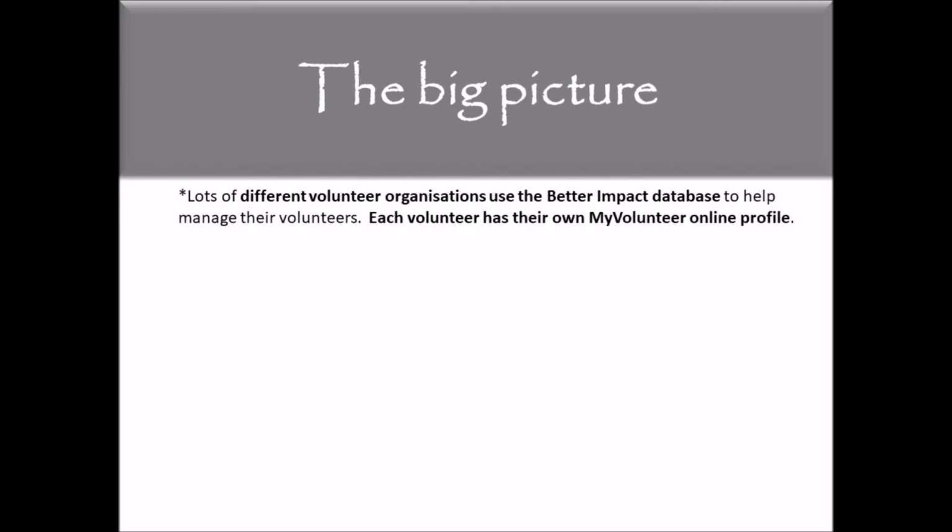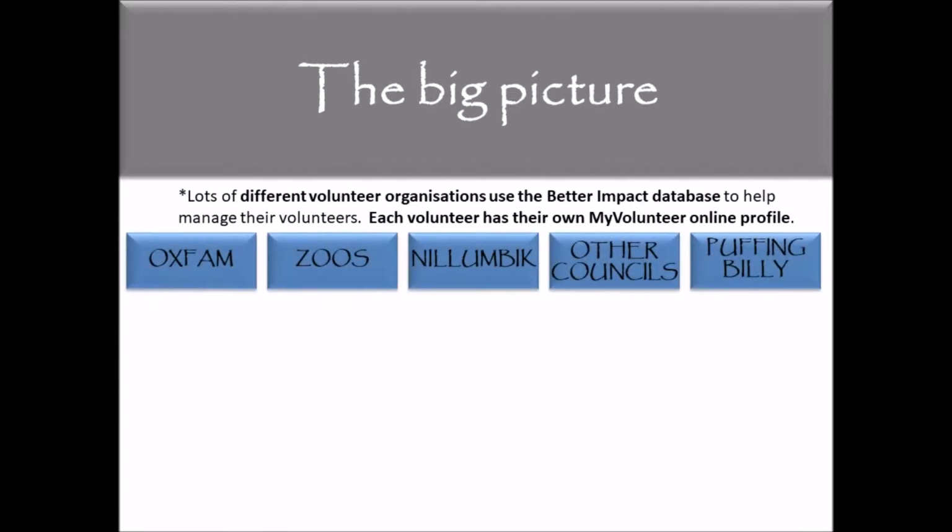The big picture. Lots of different volunteer organisations use the Better Impact Database to help manage their volunteers. Each volunteer has their own My Volunteer online profile. The different organisations that use the database include Oxfam, the Zoos, Nillumbik, other councils, and Puffing Billy.